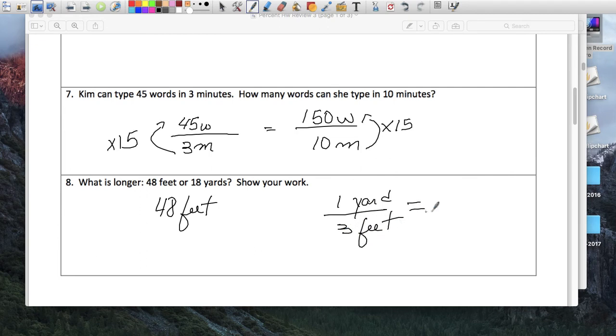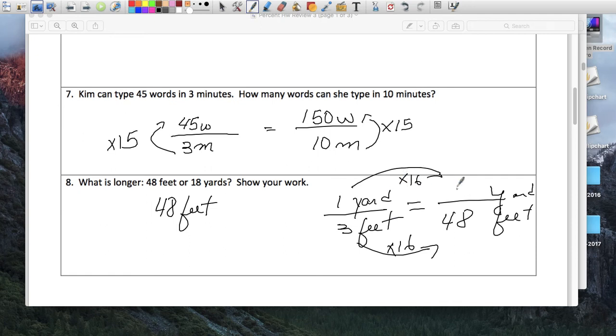So over here, I'm going to write yard on top and feet. So what do I have? I have 48 feet. Let's change that to yards. Side to side is the relationship. 3 times what's 48? It's 16. So look at that, 1 times 16 will give you the number of yards here. So 48 feet is the same thing as 16 yards.